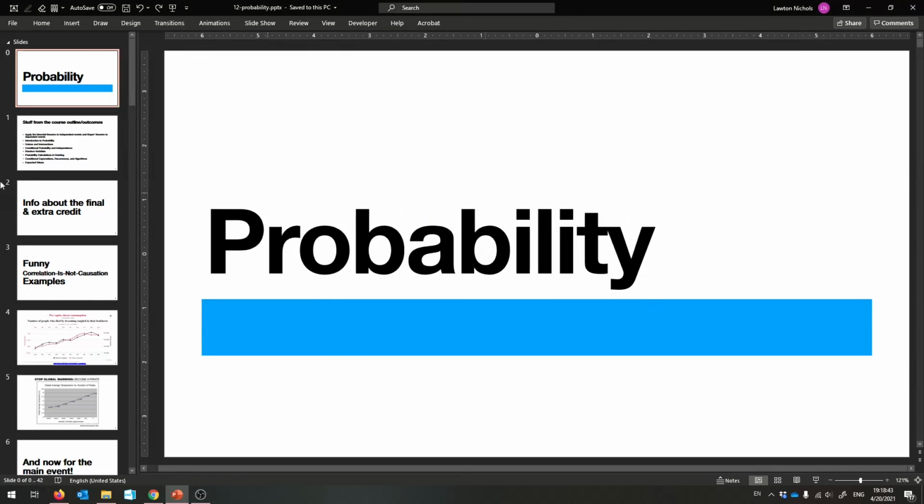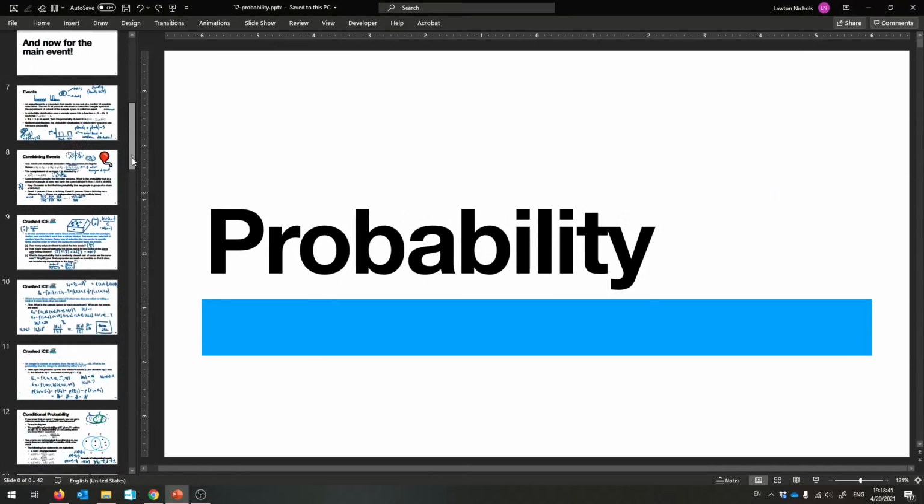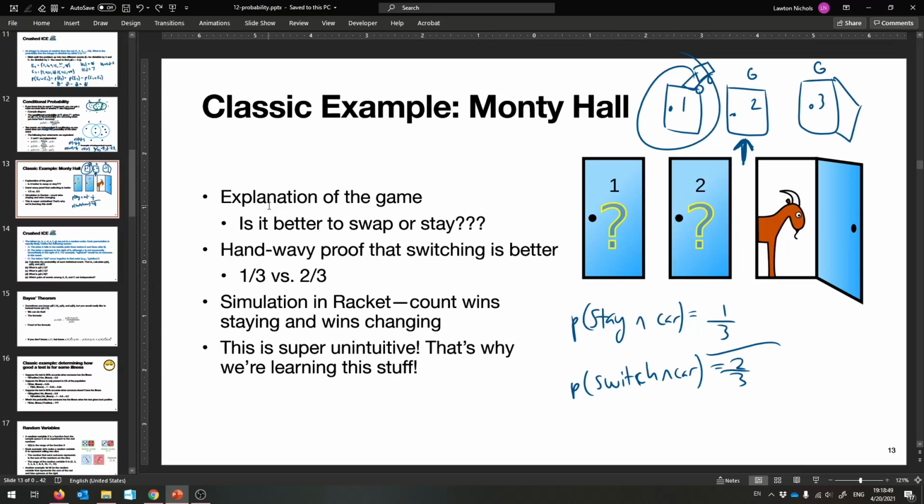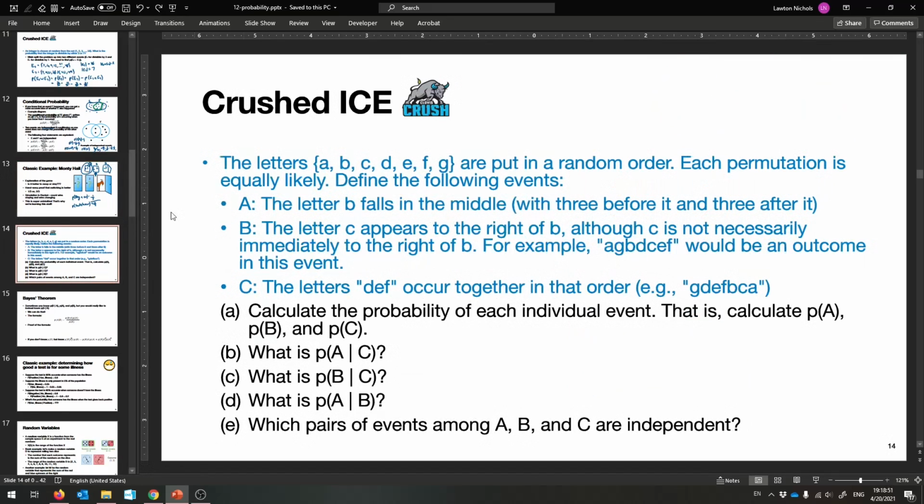All right, welcome back to the probability slides. Let us scoot on down to where we were. A very fun problem with cars and goats last time. And now we're here to try and remember some of our conditional probability skills. Are you ready? Okay, so here's a set of characters, A through G.